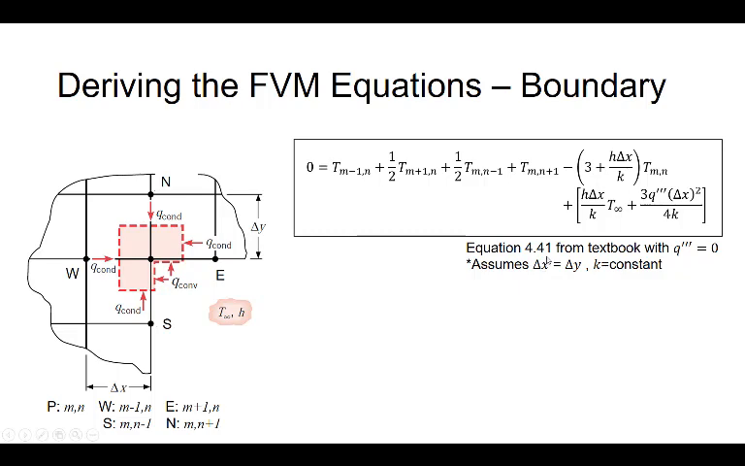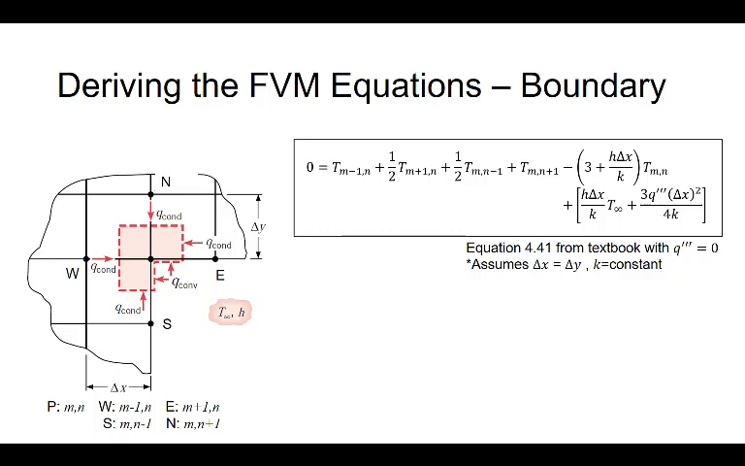This is equation 4.41 from your textbook, except that in equation 4.41 it is assumed that there is no thermal energy generation. One simply sets the q triple prime equal to 0. This equation assumes that the nodal spacing in the x and the y is equal, and also that the thermal conductivity is equal to a constant.